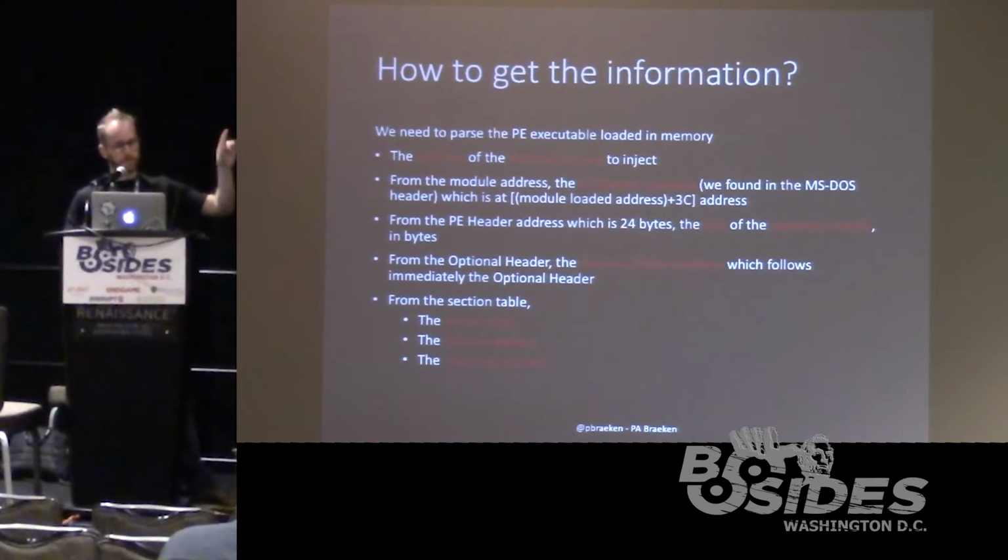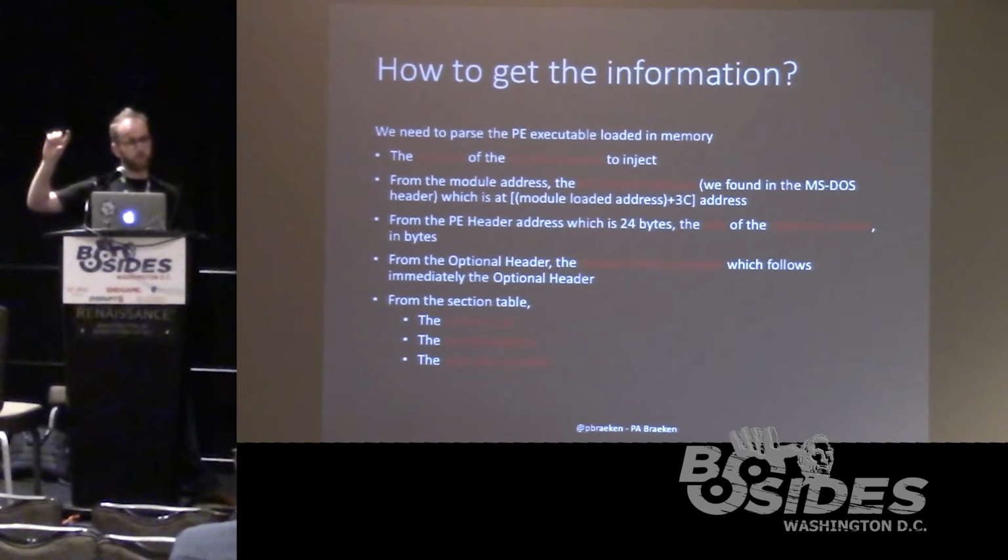From this module address, you get the PE header address, which is located at the module address plus 3C. From this PE address, which is always 24 bytes, you have the size of the optional header in bytes. From the optional header, you can get the section table structure, because it follows immediately the previous information you got.